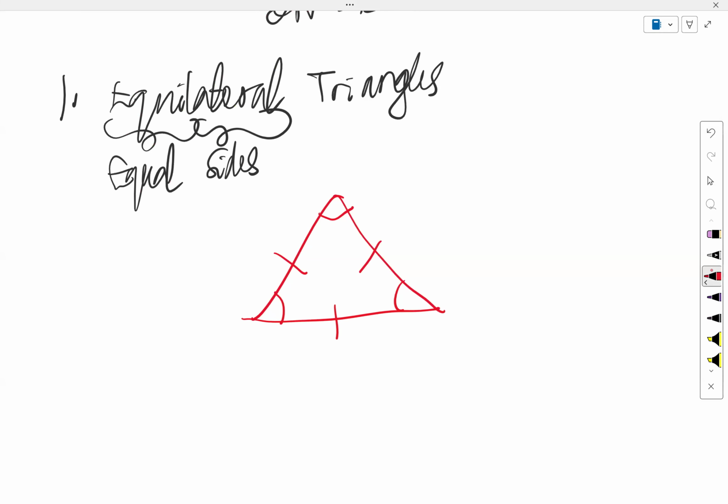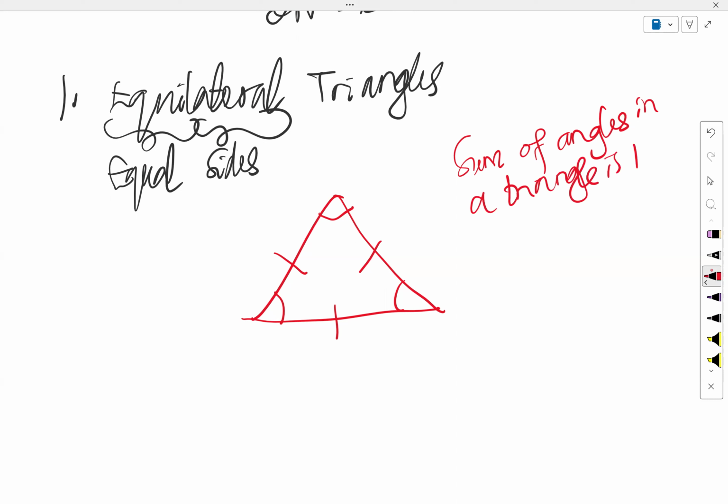So the biggest angle faces the longest side, and the smallest angle faces the shortest side, basically. But in the case of an equilateral triangle, where all the sides are equal, all the angles are also equal. And you know that the sum of angles in a triangle is 180 degrees. So if you add up all the angles in a triangle, it's 180 degrees.